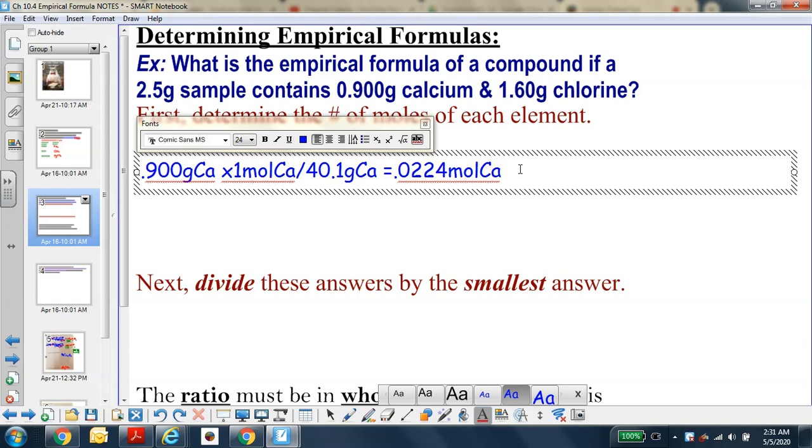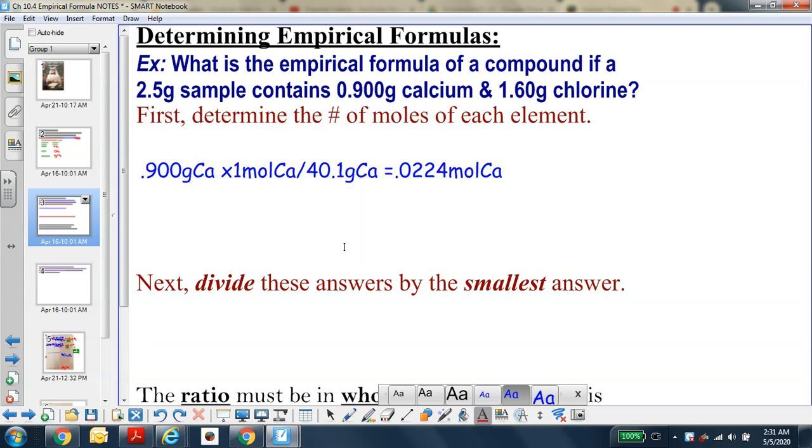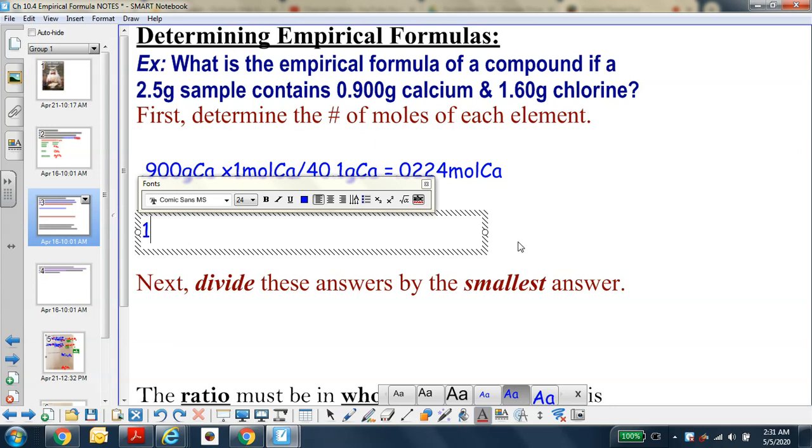So here's my answer. Now I need to do the same thing with the chlorine, the 1.60 grams of chlorine. 1.60 grams chlorine times 1 mole of chlorine divided by 35.5 grams of chlorine, which is the atomic mass rounded to one place past the decimal, equals 0.0451. It's very important that we maintain 3 significant digits.